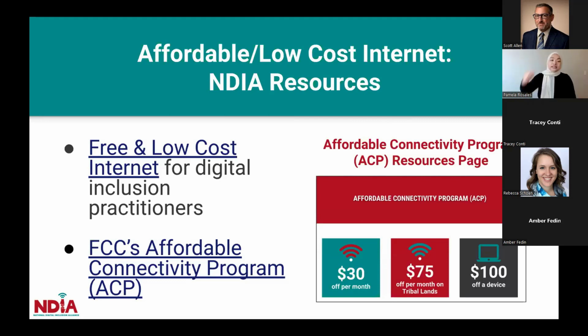And then our policy team launched an Affordable Connectivity Program resource page, which tells you everything you need to know about the program. So ACP is a broadband affordability program that provides a discount of up to $30 per month for non-tribal households and a $75 per month discount for tribal households.